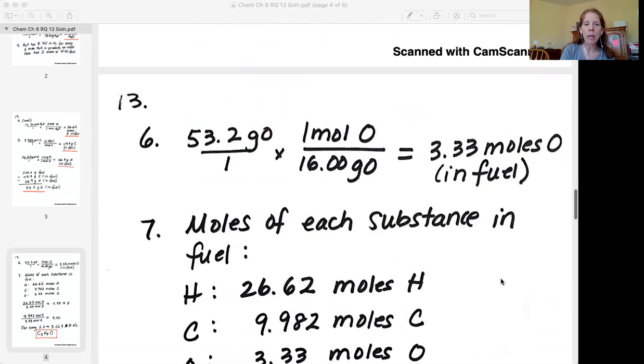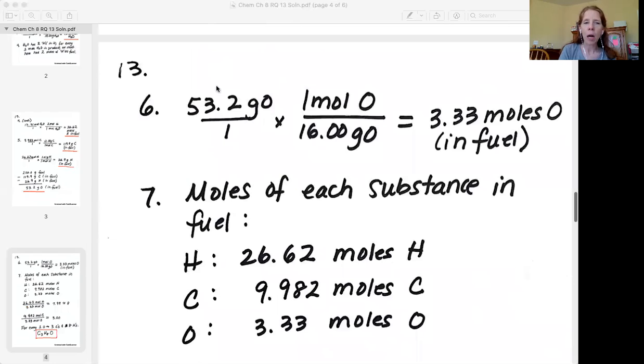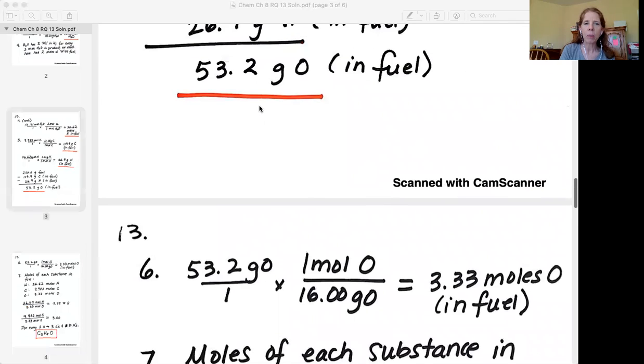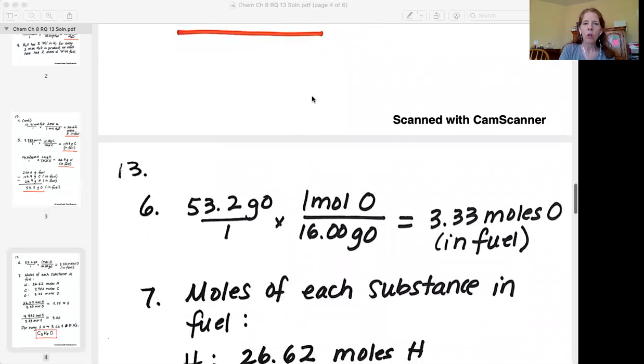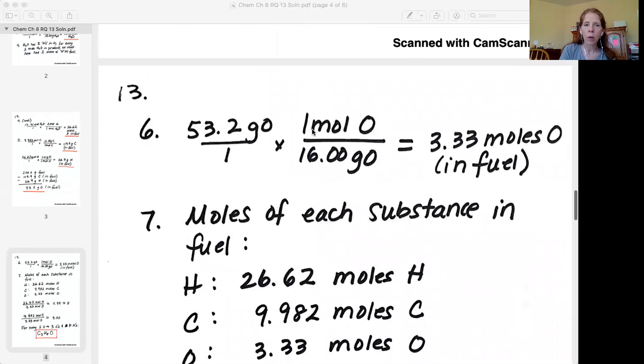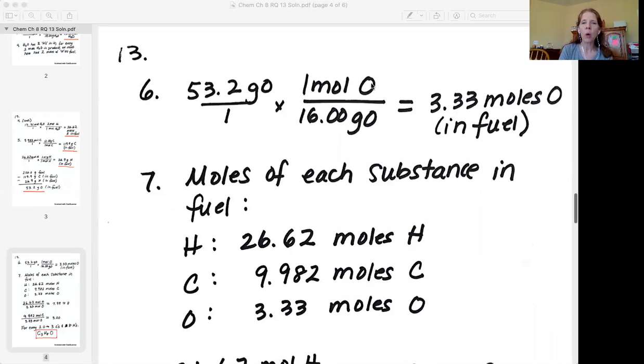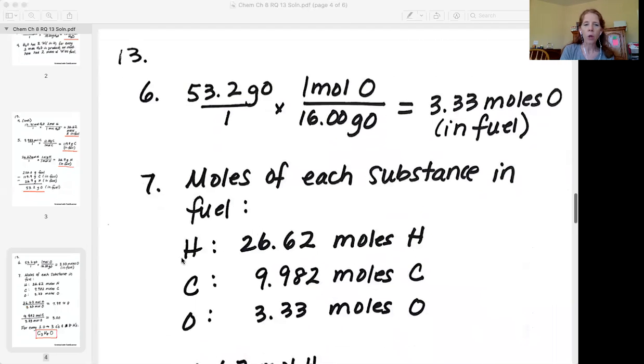Okay, now what we're going to do is take those grams of oxygen that I just calculated, back up here. We said we have 53.2 grams of oxygen. So let's turn those into moles. 53.2 grams of oxygen, 1 mole of oxygen is 16.0 grams. So in my fuel, I had to have 3.33 moles of oxygen. That's the amount of oxygen in my fuel. So again, let's look at these numbers all together. 26.62 moles of hydrogen, 9.982 moles of carbon, 3.33 moles of oxygen.